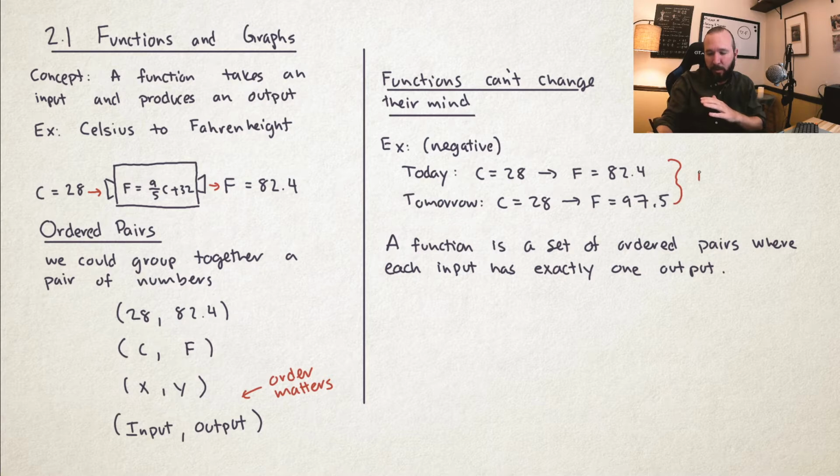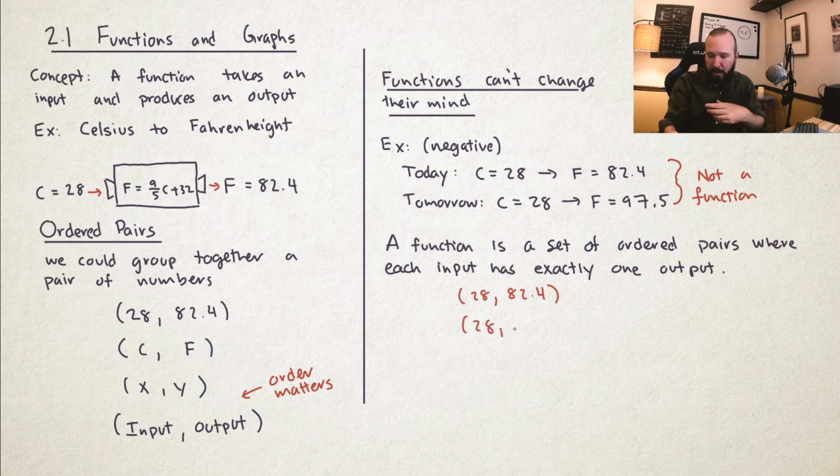This is the situation that we are trying to avoid. The problem with this is that when I started producing ordered pairs, I would produce an ordered pair 28, 82.4, and then I could also produce another pair of numbers that was 28, 97.5. So what's wrong with this is these are two of the same inputs that get paired with different outputs. That's the thing that we're trying to rule out with this definition. A function is a set of ordered pairs, so it's like a little group like that, and each input has exactly one output. So you're not allowed to do this. You're not allowed to change your mind.